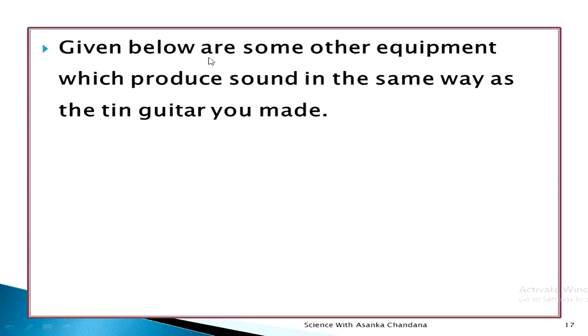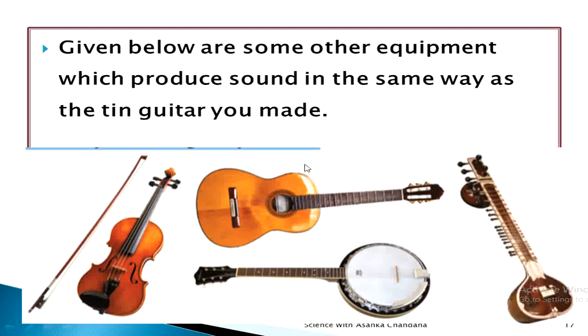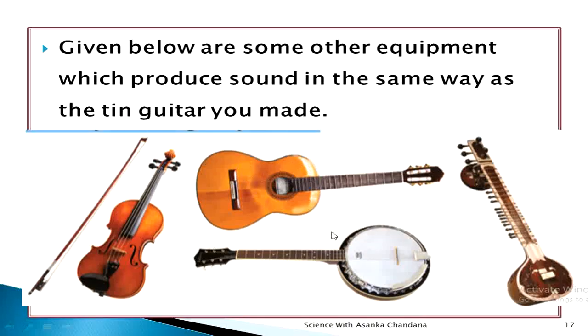Next one, given below are some other equipment which produce sound in the same way as the tin guitar you made. Now think, those are musical instruments, no. Violin, guitar, sitar, those are some musical instruments. The method of producing sound of these instruments is similar to the sound produced by the tin guitar.